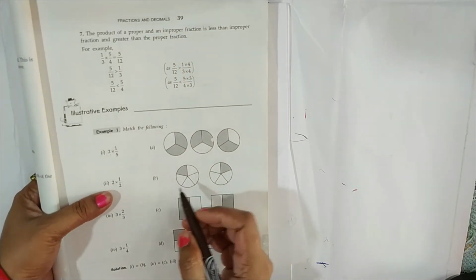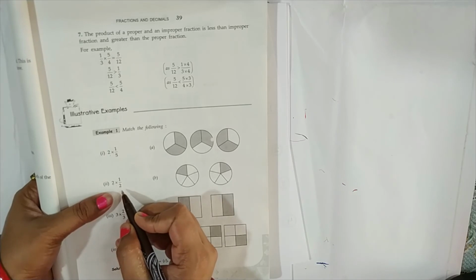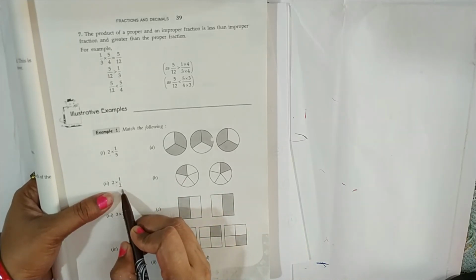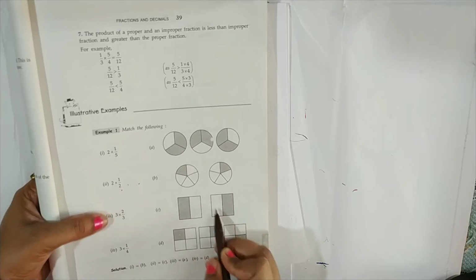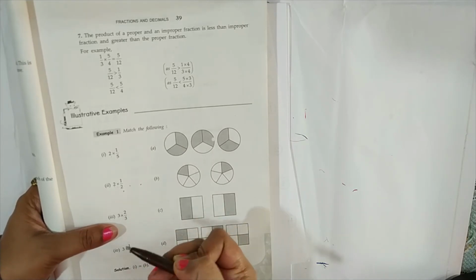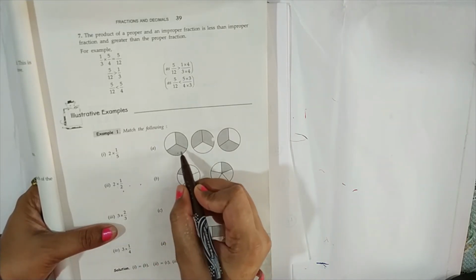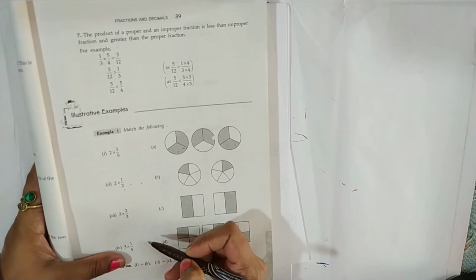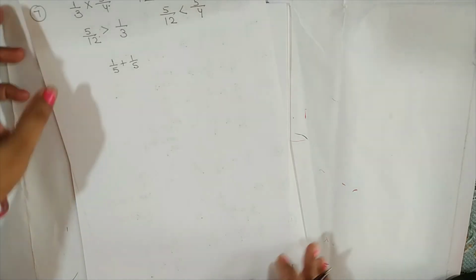Okay. Now 2 into 1 upon 2, in the same way, can be written as 1 upon 2 plus 1 upon 2. So it will be here. Okay. Now 3 into 2 by 3. So 2 by 3, how many times will it repeat? 3 times. Yes, this is the answer. Now the fourth one, 3 into 1 by 4. How many times did we add 1 by 4? 3 times. So it will be here: 1 by 4, 1 by 4, 1 by 4. Okay. This is also an example. This is question number 1 of your NCERT book, exercise 2.2. Okay.